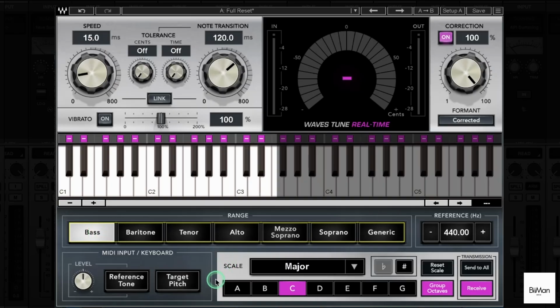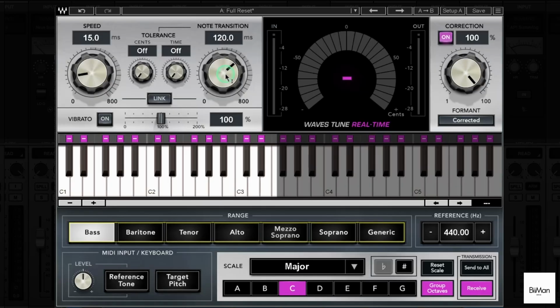Now we've set our key, scale, and our range. We're going to leave this bottom section for now and we'll come back to it later. The next control I always reach out for, which is actually what sets this plugin in motion, is the note transition over here at the top.